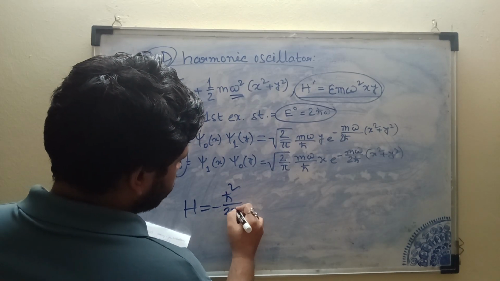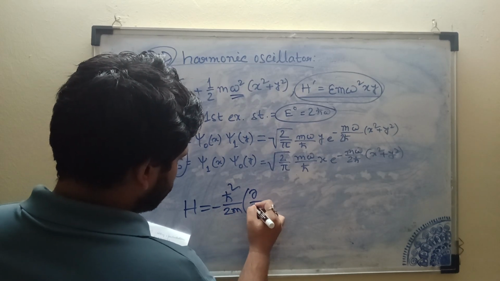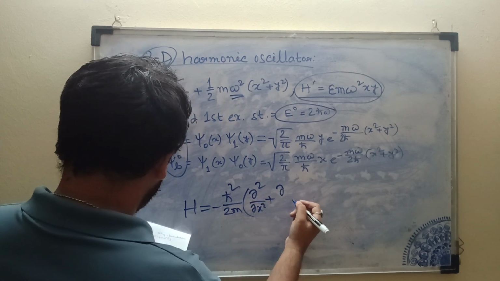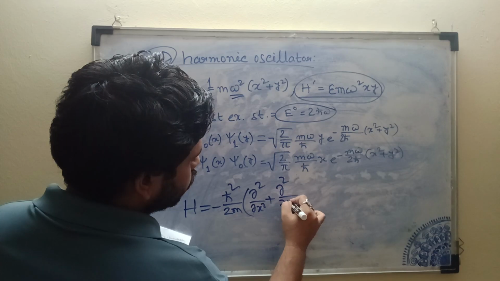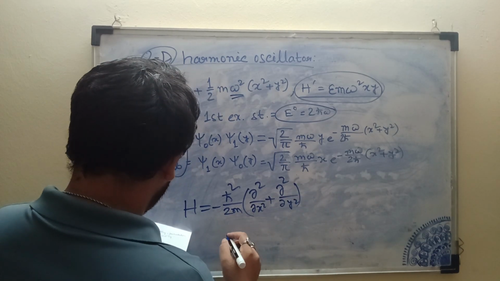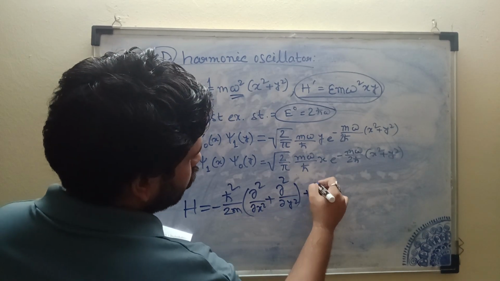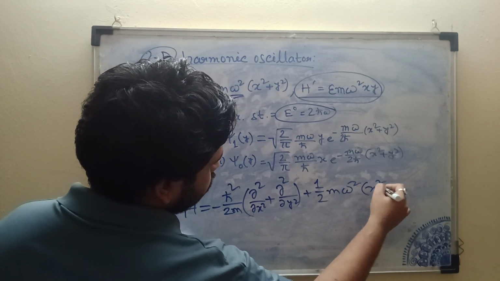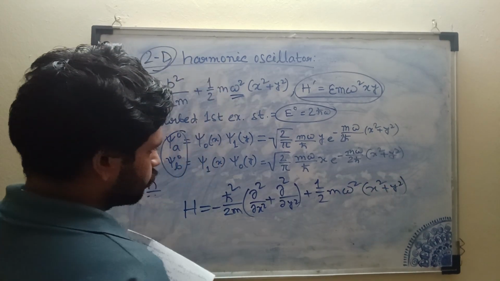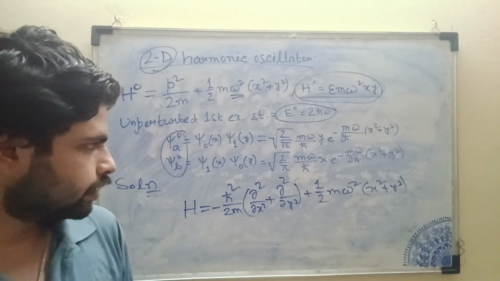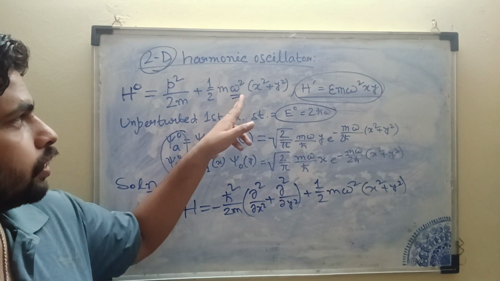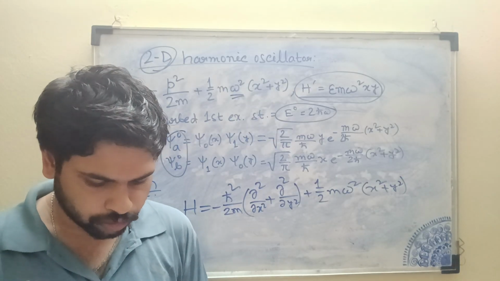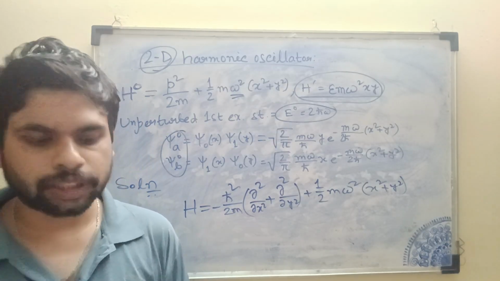H bar squared by twice m (del² by del x² plus del² by del y²) plus half m omega squared (x squared plus y squared). Okay, so we are writing this equation as this, and now we will use rotating coordinates.